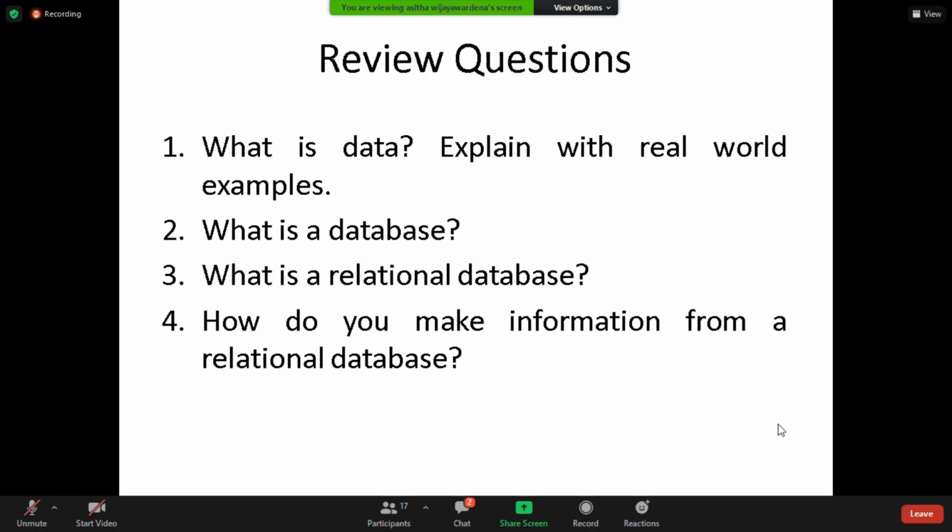Therefore, what would be the answer for the first question? What is data, and what are the real world examples you can find? Data is raw facts and figures. As an example, we can use any real world thing we can see and touch, or anything we can use as data. Actually, data is a collection of things. What you told is not correct, the raw thing.